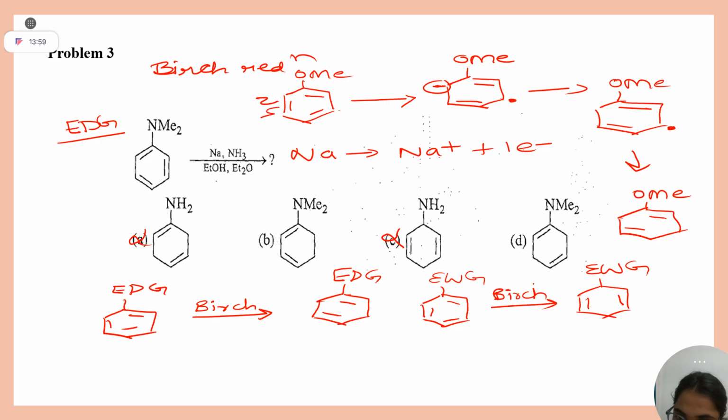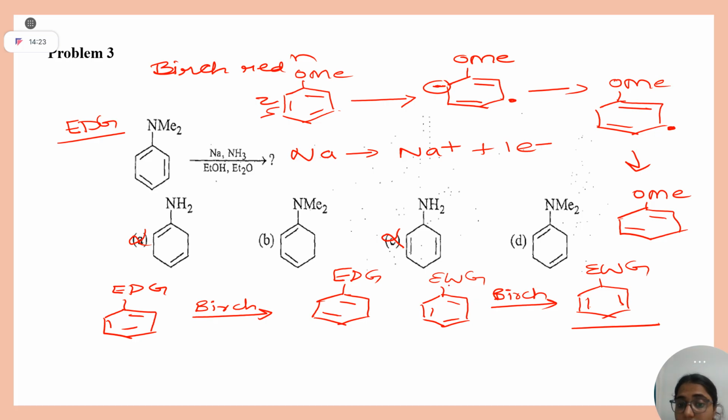It will take a proton from your solvent, and at last it takes one more electron here, which makes a carbanion here, and again it will be quenched and you will get this benzo-1,4-diene. Clear? So whenever you have an electron donating group attached to your benzene ring, make the double bond just next to it, like in this fashion.